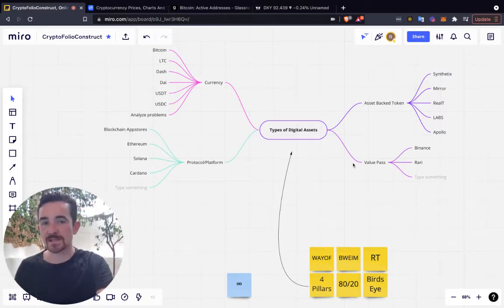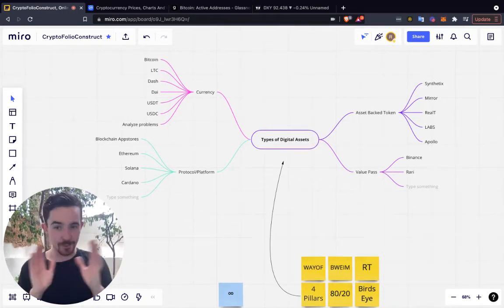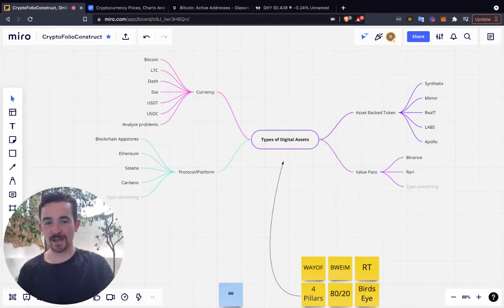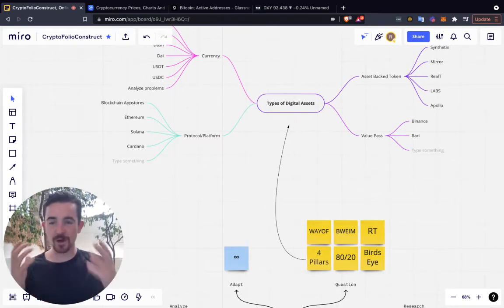And that's where you have things like asset-based tokens. You have some value pass tokens. That's what I personally name them. Again, there's multiple different ways to think about this. The point is you adapt it to yourself, but I'm just laying this out. Again, the questions that you have to think through.